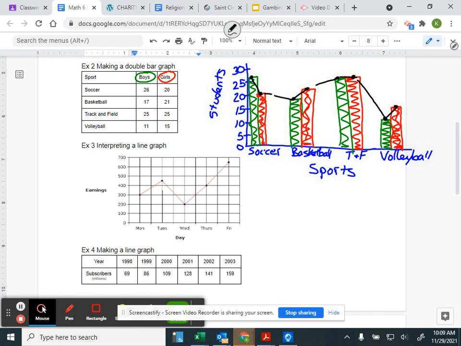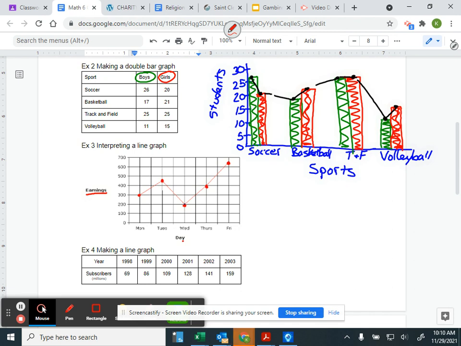If we look at this line graph, we can see Monday, there were 300. Tuesday, there were 450. Wednesday, there's 200. Thursday, there's 400. And Friday, there's 650. So instead of looking at how many are in each sport, we're looking at going through the week, the days of the week, how much did they earn?